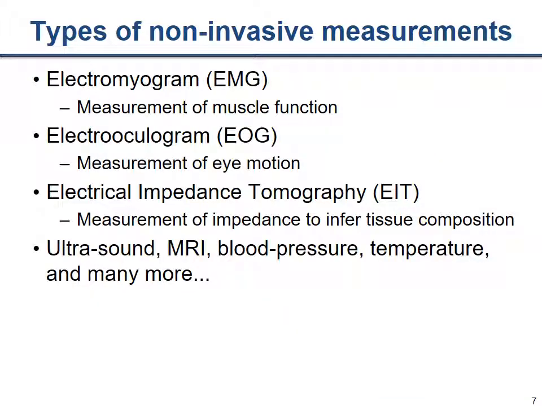There are all sorts of other types of non-invasive physiologic measurements: electromyogram, or EMG, which is the measurement of muscle function; electrooculogram, measurement of eye motion; and electrical impedance tomography, or EIT, which is measurement of impedance to infer tissue composition. It has various uses. And then, of course, there are other non-electrophysiology measurements related to ultrasound, magnetic resonance imaging, blood pressure, temperature, and many more. We're not going to talk about those. What we're going to focus on today is ECG.